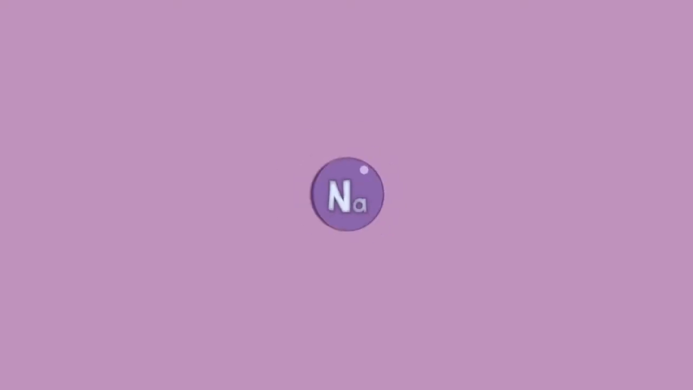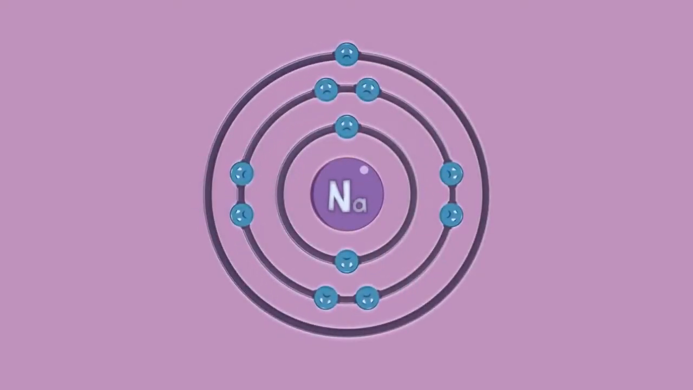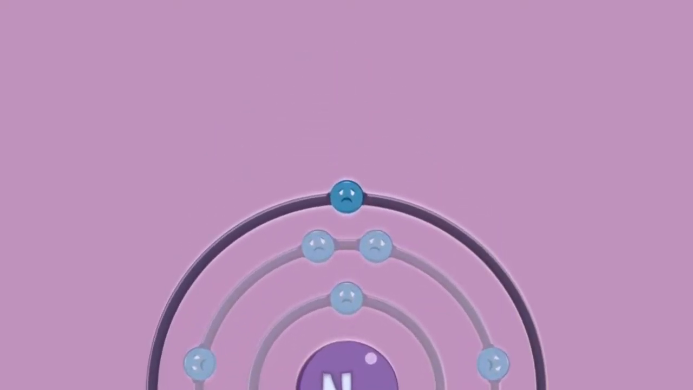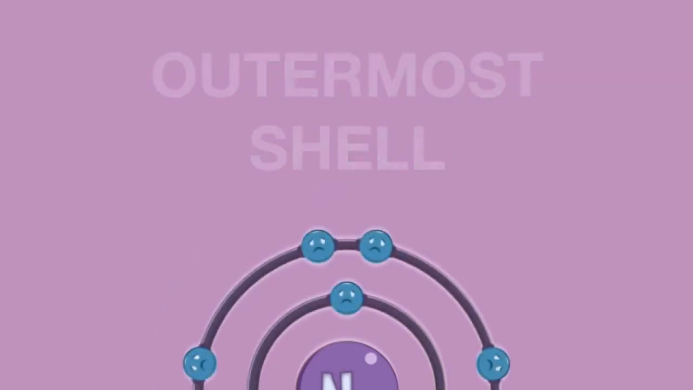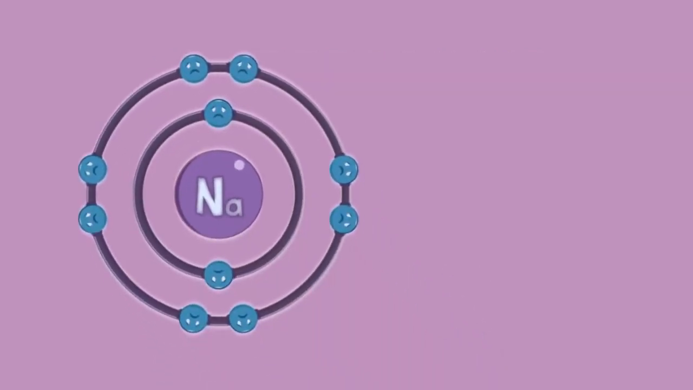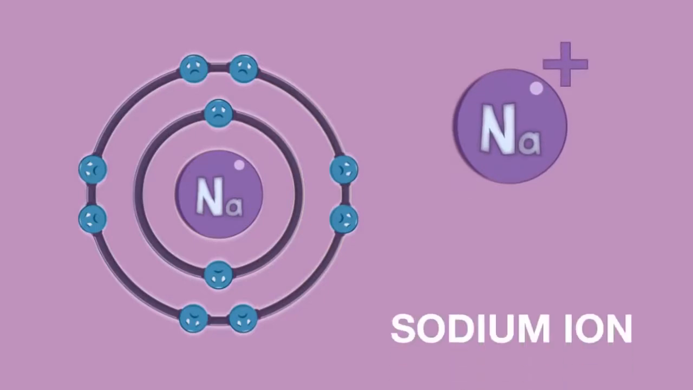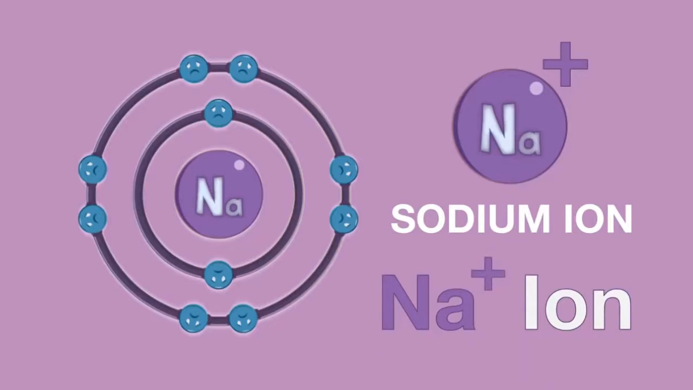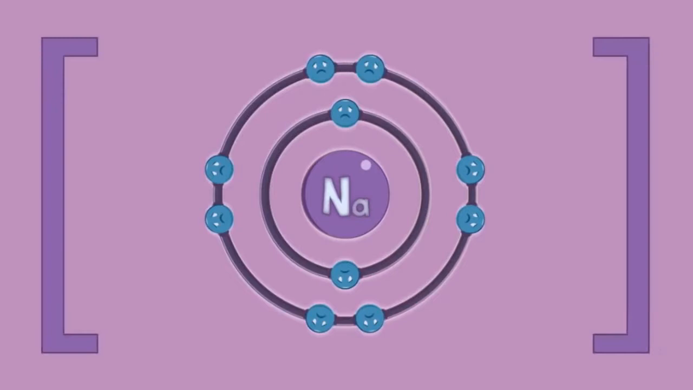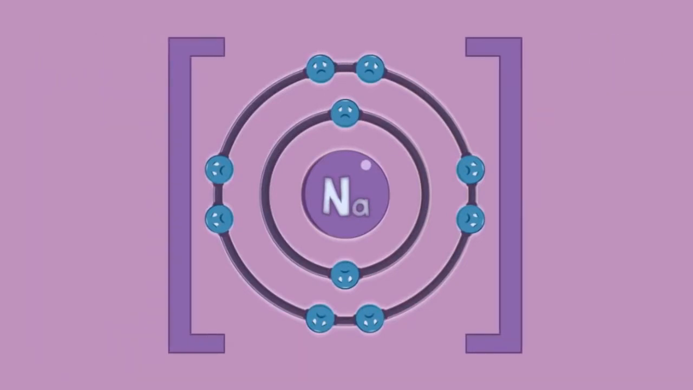Let's look at sodium as an example. Its electronic structure is 2, 8, 1. It has 1 electron in its valence or outermost shell. When sodium loses this valence electron, it becomes a positively charged sodium ion. This charge is written as a superscript when writing the symbol. When drawing the electronic structure, enclose it in square brackets and write the charge on the top right-hand corner.